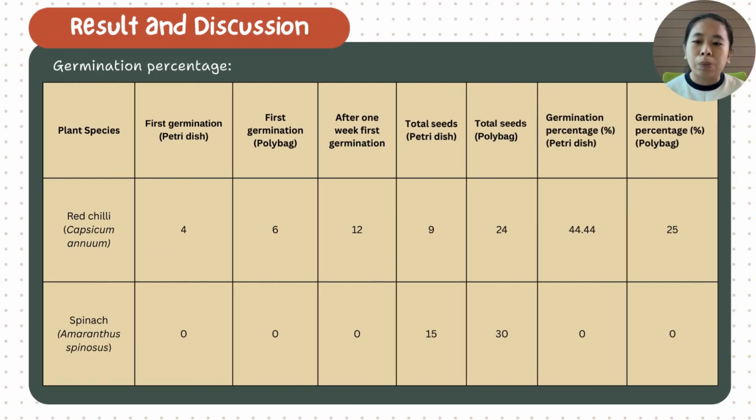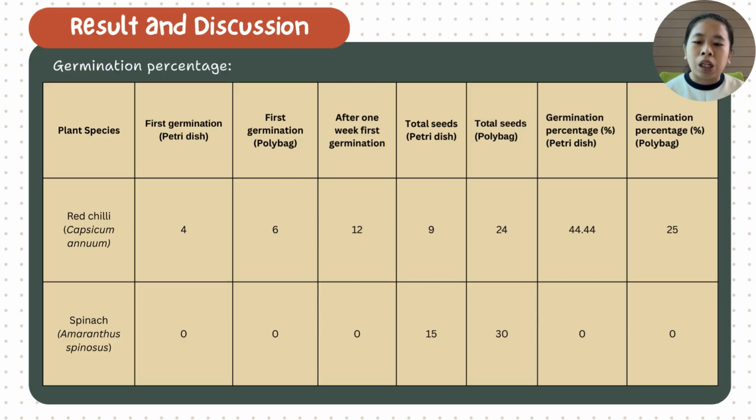After that is the germination percentage. The first is the red chili. The first germination in the petri dish shows 4. For the first germination in the polybag it shows 6. After one week of the first germination, it increased to 12. The total seeds in the petri dish is 9, and the total seeds in the polybag is 24. After the calculation, the germination percentage for the petri dish is 44.44 percent, while for the red chili in the polybag, the germination percentage is about 25%.